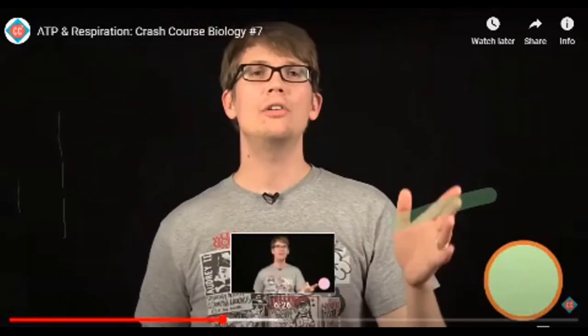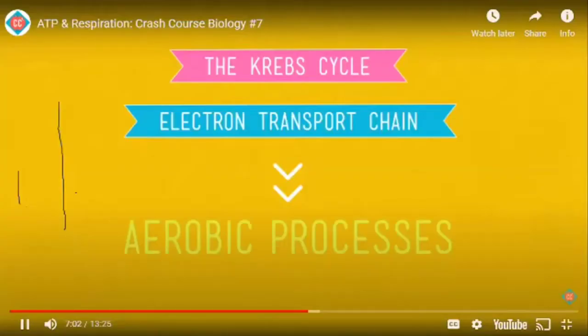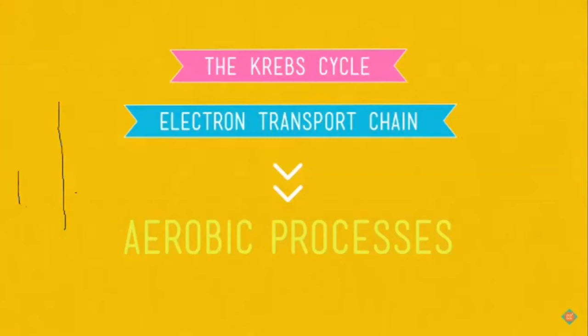But a simple way of explaining it is like this. If you want to make some money, you gotta spend some money. Glycolysis needs the investment of two ATPs in order to work, and in the end, it generates four ATPs for a net profit, if you will, of two ATPs. In addition to those four ATPs, glycolysis results in two pyruvic acid molecules. The Krebs cycle and the electron transport chain are both aerobic processes, which means that they require oxygen.